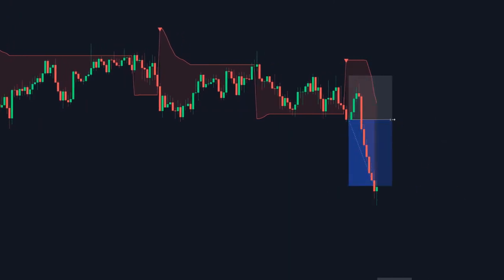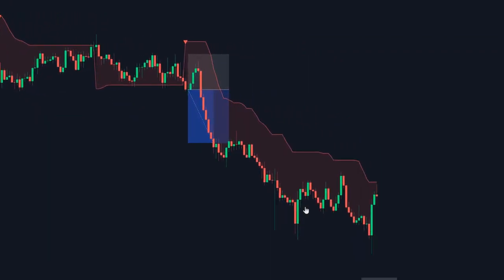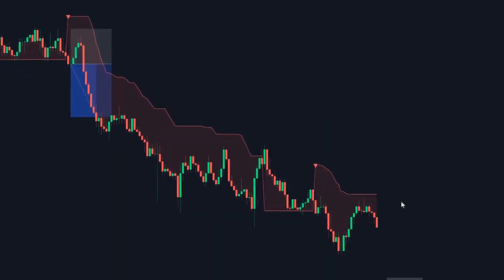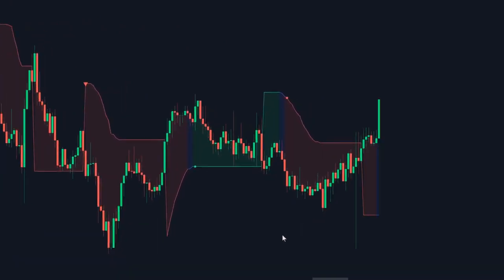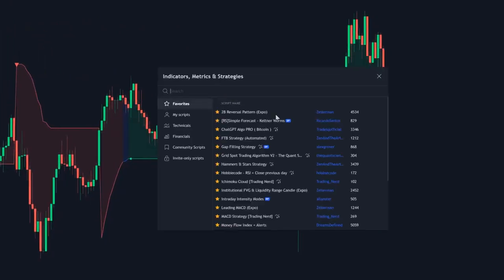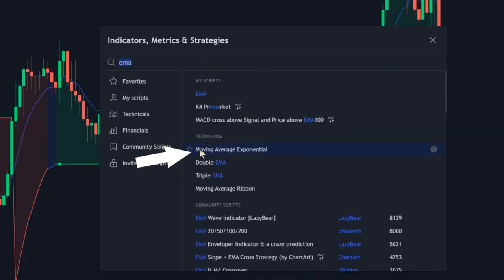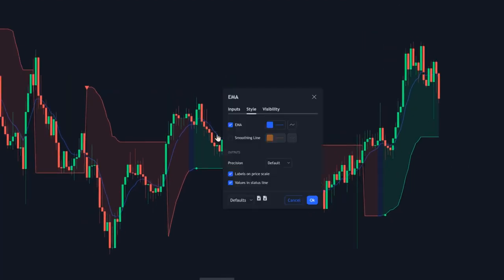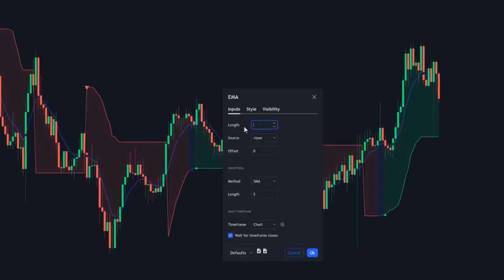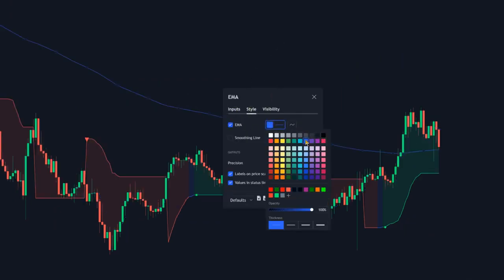Now, taking trades with this indicator this way isn't the best option because the indicator produces lots of false signals when the market is ranging. To fix this issue, we're gonna add one more tool to the chart. On the indicator search tab, type in EMA. Select this one that's called Moving Average Exponential. Double-click on it to access the settings panel. Then on the Inputs tab, change the length to 200. Then on the Style tab, change the color to whatever you want. For me, I'm gonna go with yellow.